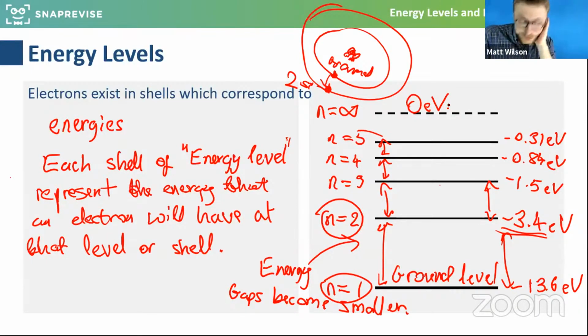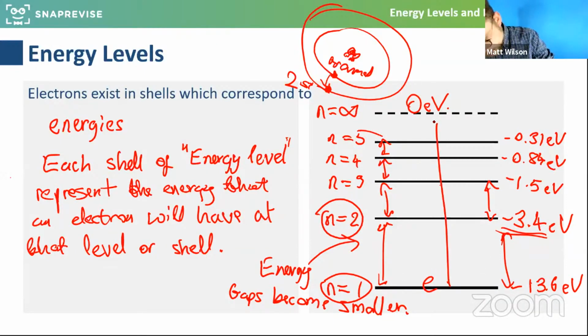Essentially, what an energy of minus 13.6 electron volts means is that you would need 13.6 electron volts to get the electron out of the atom. So originally my electron is here, and I need 13.6 electron volts to get out. That's why I currently have negative 13.6 electron volts.